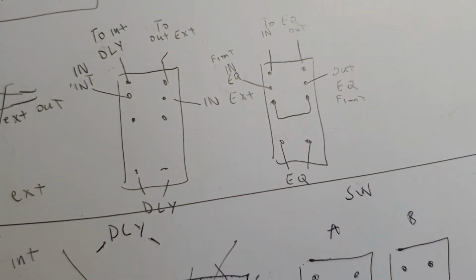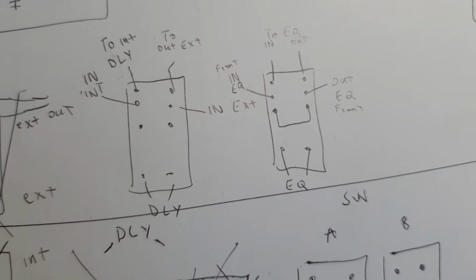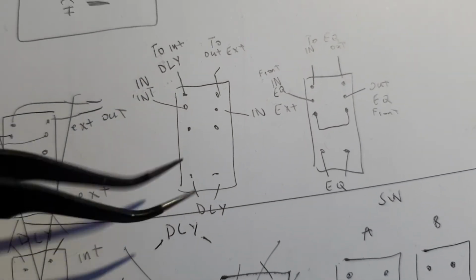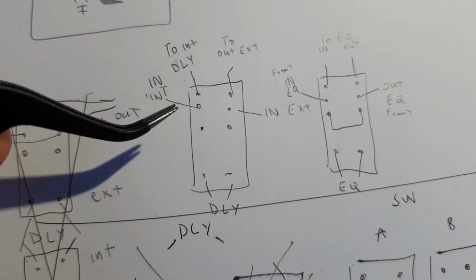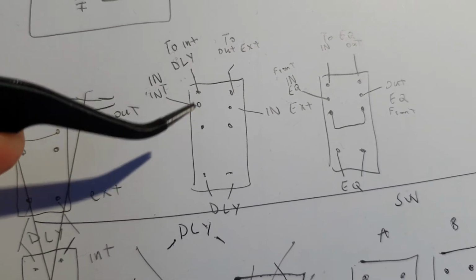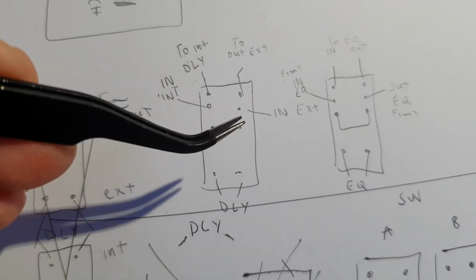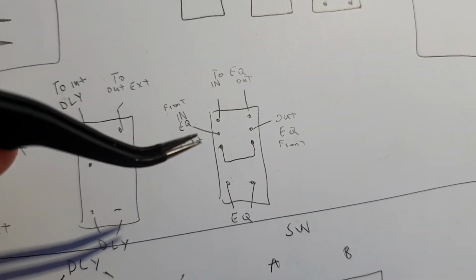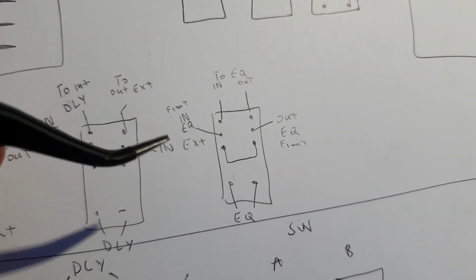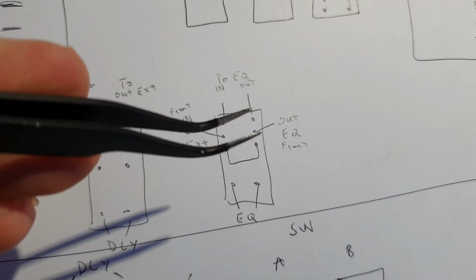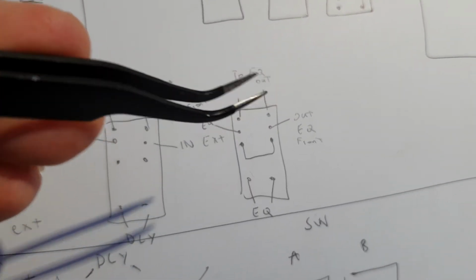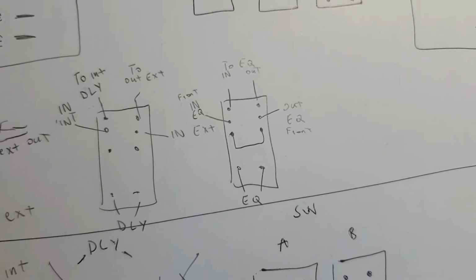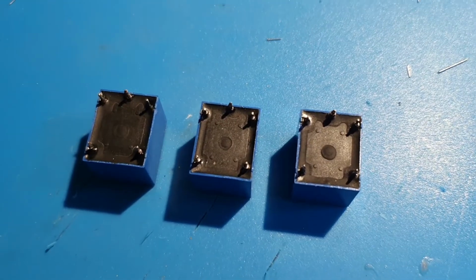So if you look at this messy sketch here, this would be the delay. And this relay is actually going to control both my internal delay and the external. The EQ is just done like this. So in, out, send, return. So yeah. Okay, I'm almost done with the relays.